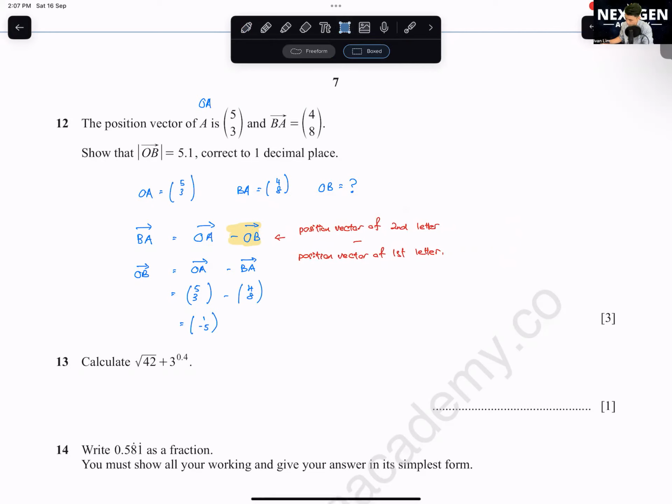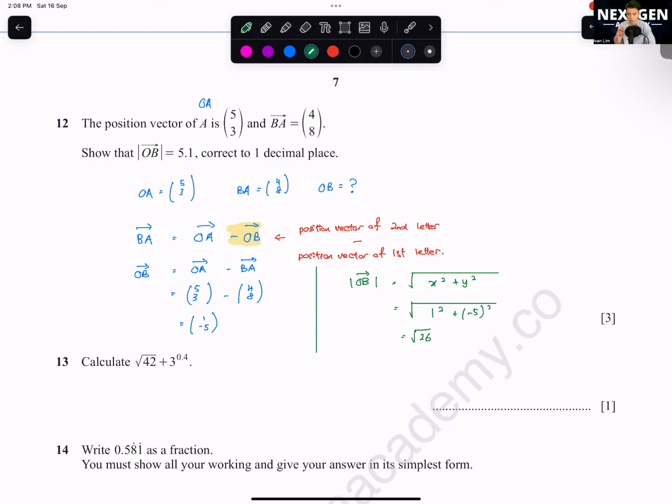Position vector of B. Okay, this symbol, second part, is called magnitude. The formula is square root of x squared plus y squared. You have to memorize this one. We want to prove that it's equal to 5.1, right? So the value that we calculated just now was 1 squared plus negative 5 squared. You get square root 26.